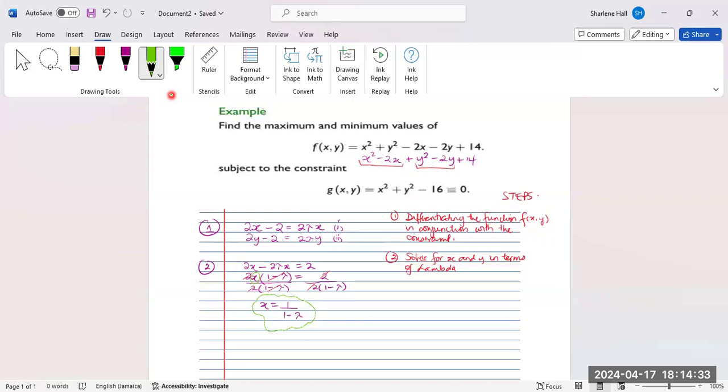Your stew chicken is different from my stew chicken, but it is still stew chicken. Make sense? Does that part make sense? Yes, sir. All right, good. So what we're doing is making x the subject of the formula. Depending on what the equation looks like, I may have to take a different route.